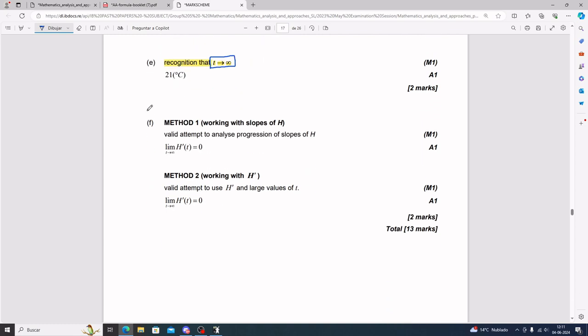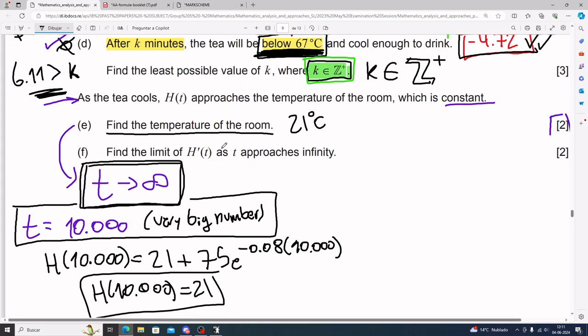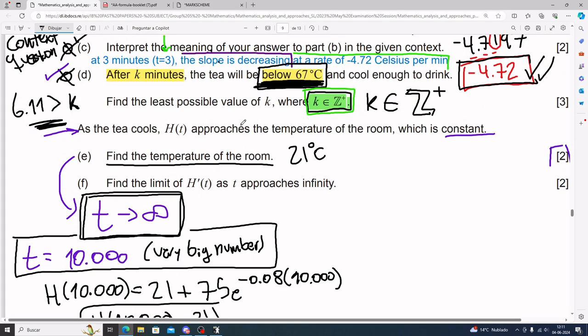See? For example, even for part F, which is a little bit different, here it says, on the one hand, you can just attempt to use large values of t. It's the same for t going to infinity. See? So t going to infinity is just large values of t. All right? So you got to understand that the temperature of the room is just putting in a very big t.